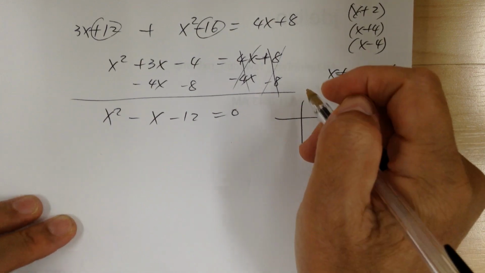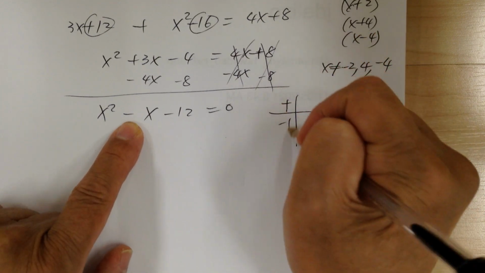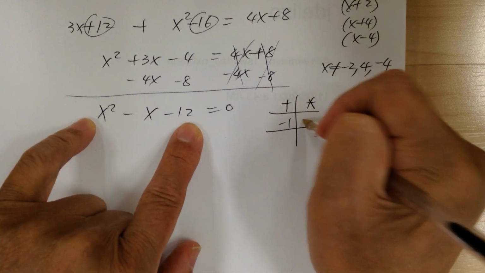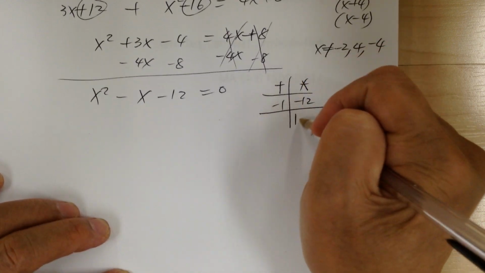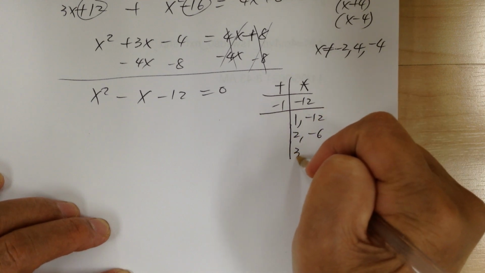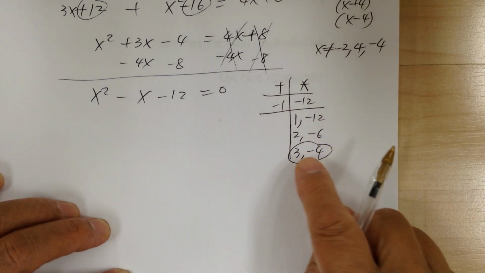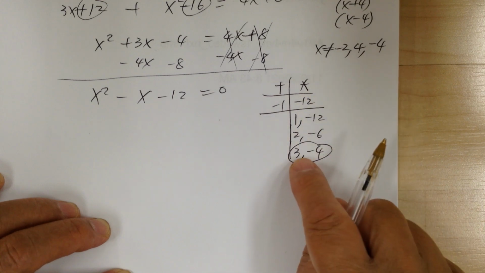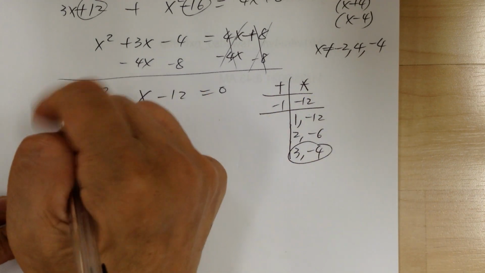Then I need to do the factoring. So I need to add to get negative 1, and multiply to get negative 12. Okay, so start with 1 comma negative 12, 2 comma negative 6, 3 comma negative 4, and that's the one, right? 3 times negative 4 gives you negative 12. 3 plus negative 4 gives you negative 1.